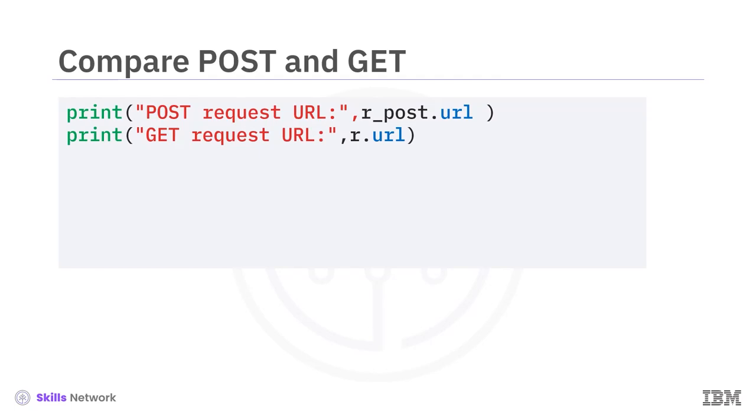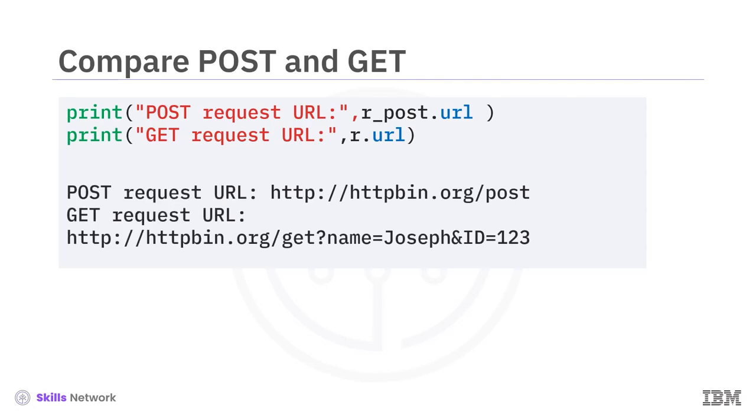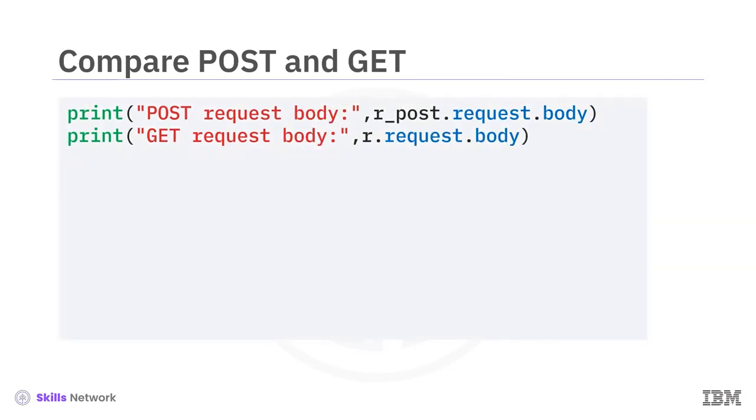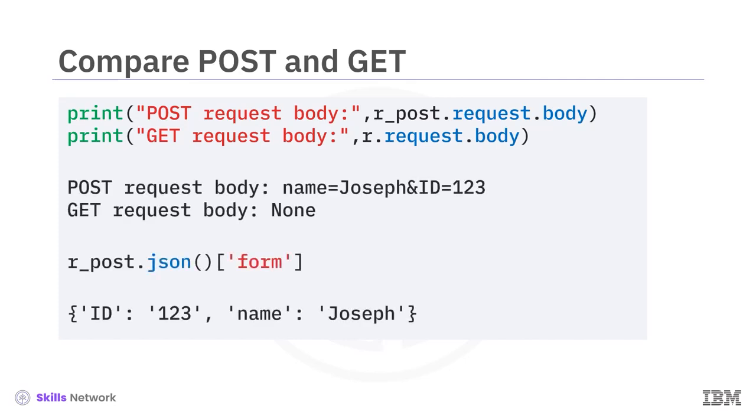Comparing the URL using the attribute url from the response object of the GET and POST request, we see the POST request has no name or value pairs in its URL. We can compare the POST and GET request body. We see only the POST request has a body, and we can view the key form to get the payload.